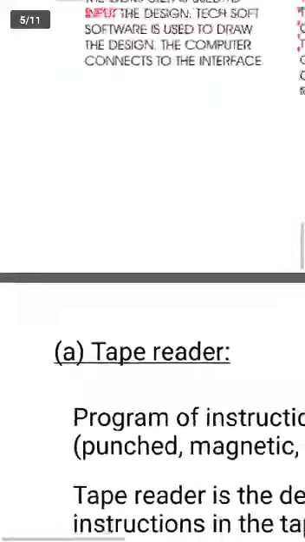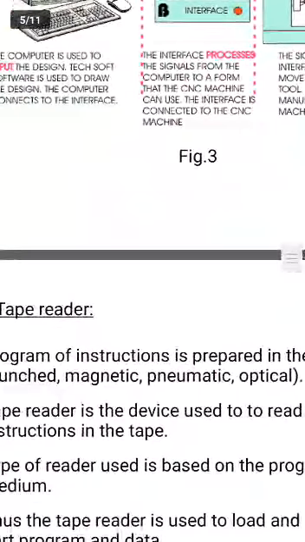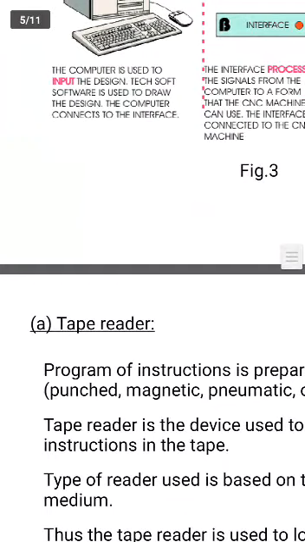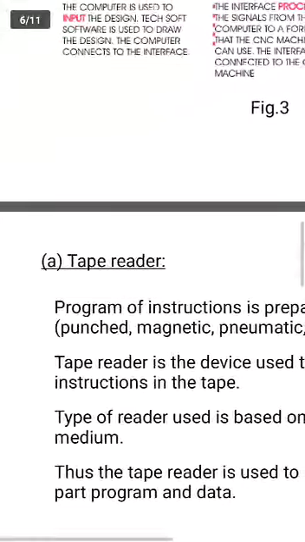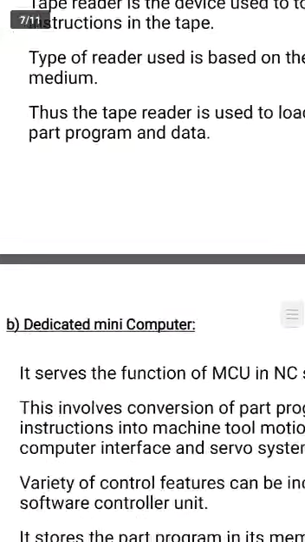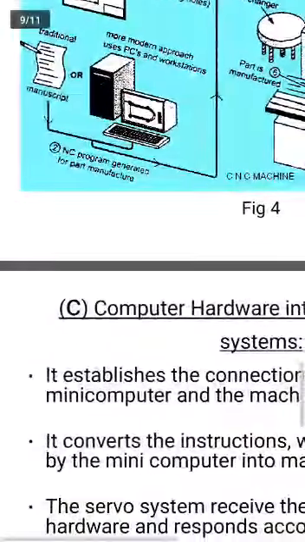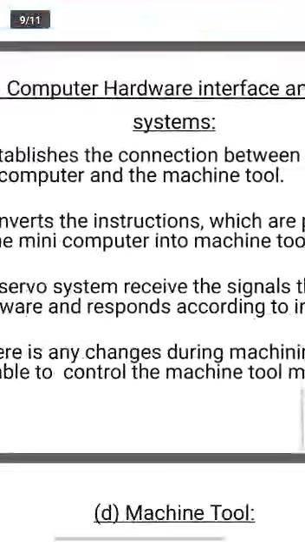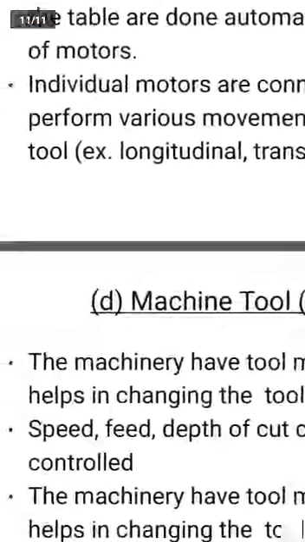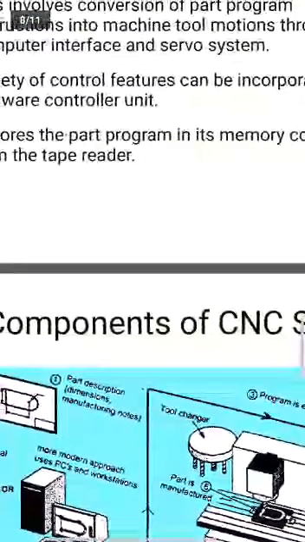So these are the different types of CNC machine. Now, components of CNC: we'll see what the different components of CNC are. The first one is the tape reader. Next is the dedicated mini computer. Next is the computer hardware interface and servo systems. Next is the machine tool. So these are the four main components in a CNC machine.